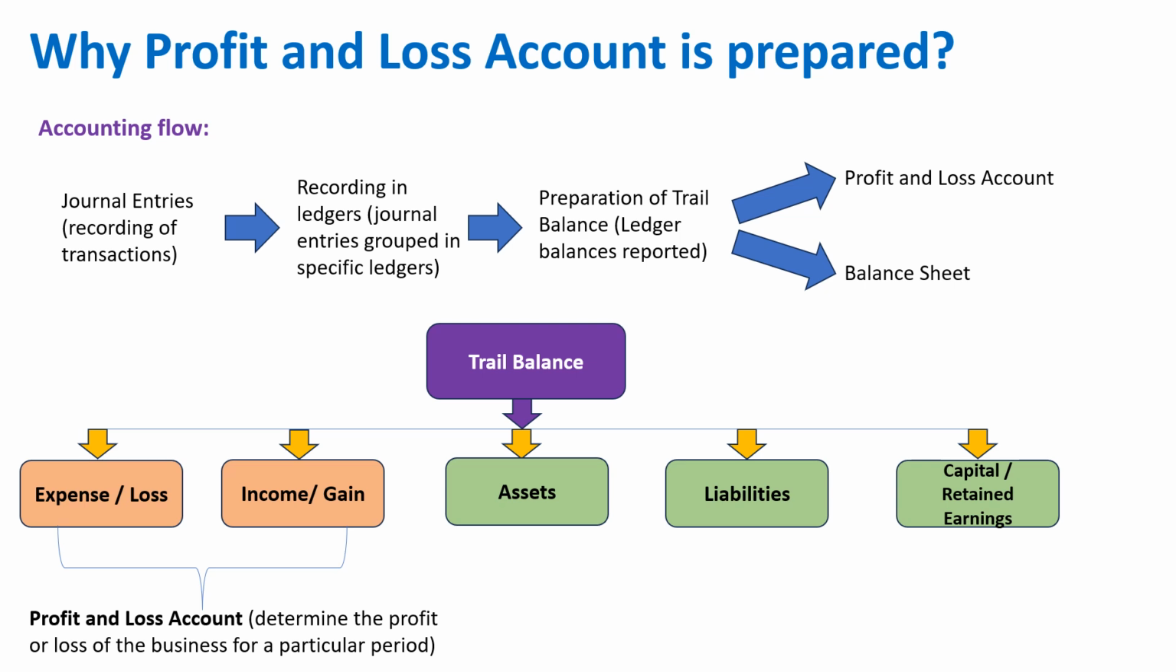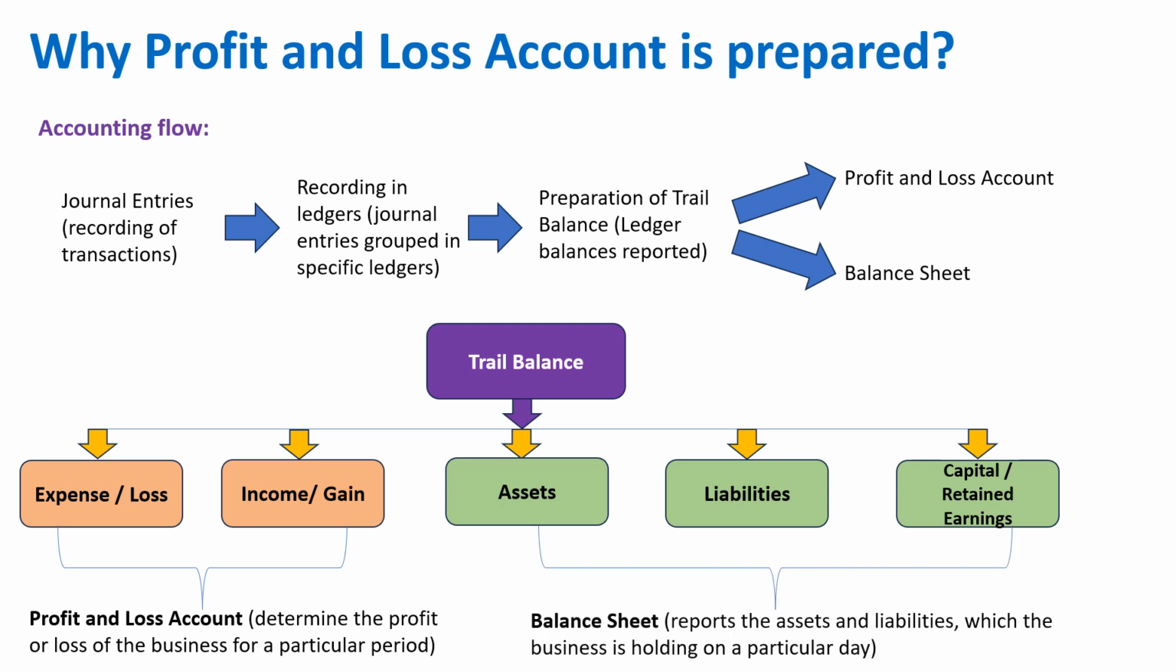To determine the profit or loss of the business for a particular period. Right. So you have income, you have expenses. The difference between income and expense is the profit earned by the business. It can be the reverse case as well. If your expense is higher and your income is lower, then you may end up with a loss for that period. Right. Now, coming to the right side, assets, liabilities, and capital, these will all be reported under the balance sheet. And what is the balance sheet going to tell you? It is going to tell about the assets and liabilities held by the business on a particular day.